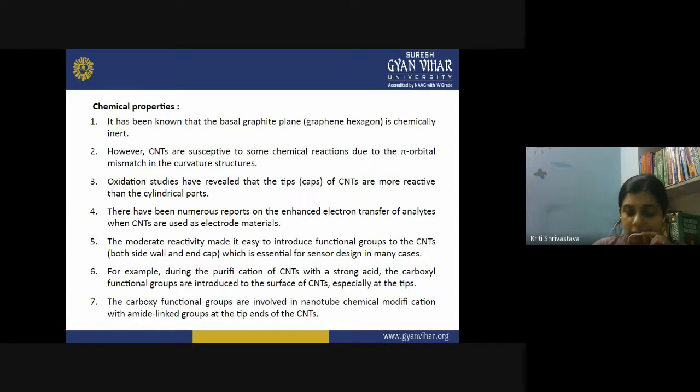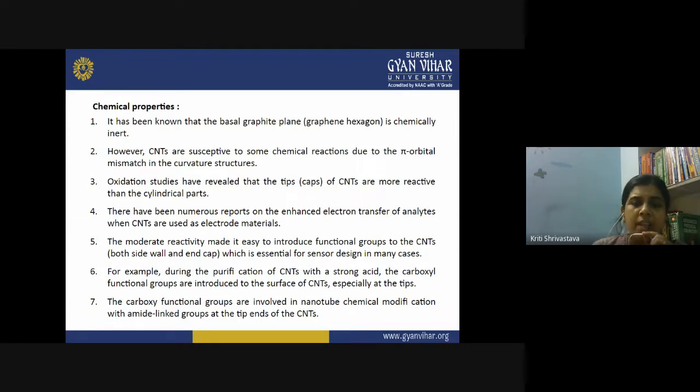And why is it so? Because whenever we have a graphene hexagon, that is chemically inert, and the pentagons that arise due to pi orbital mismatch tend to show the chemical reactivity. They are present on the curvature part, and at those places, carbon nanotube shows chemical reactivity.